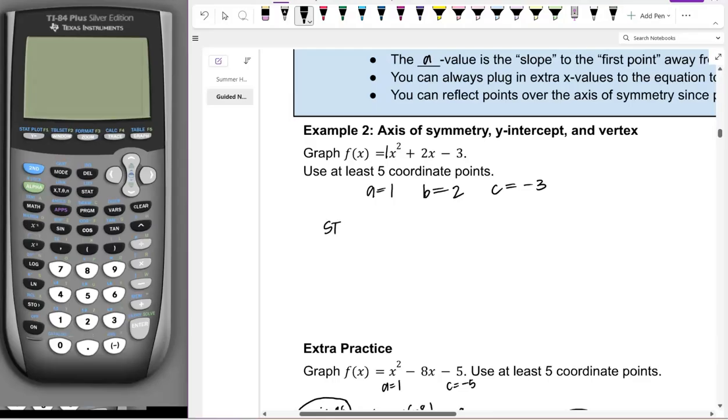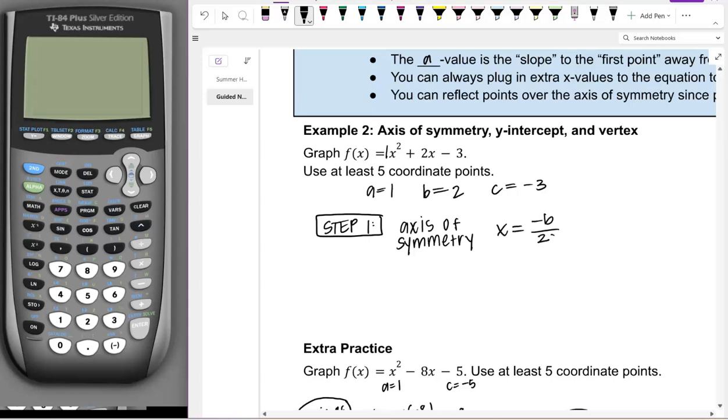Step 1 is to find the axis of symmetry. I'm going to label these now. You don't have to label step 1 in the future, but it would be helpful for you to label axis of symmetry. Write your equation, x equals negative b over 2a. Fill in the value. The b value is 2. The a value is 1.